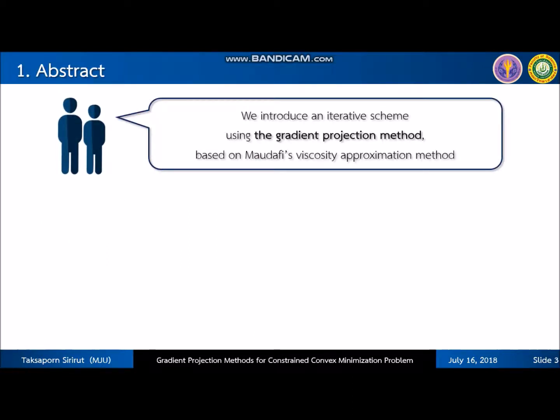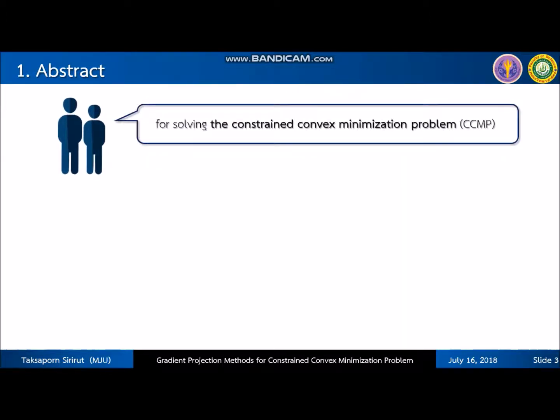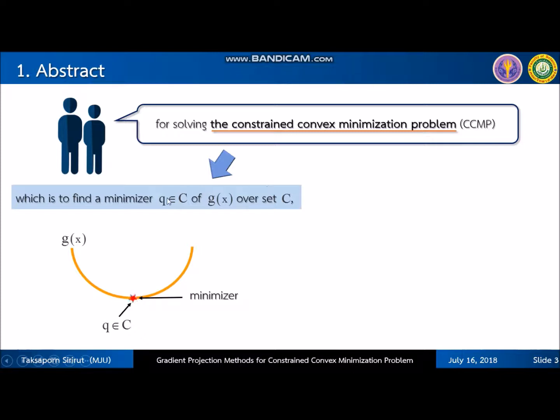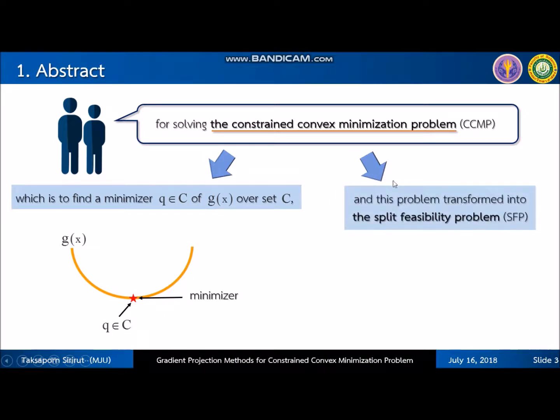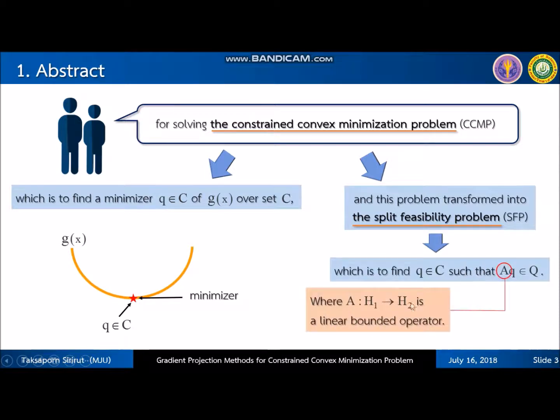First, let's start with the abstract. In this paper, we introduce an iterative scheme using the gradient projection methods based on Moudafi's viscosity approximation methods for solving the constraint convex minimization problem. We use CCMP, and the CCMP is to find a minimizer q in C of function g over C. This problem is transformed into the split feasibility problem. We use SFP, and SFP is to find q in C such that Aq is in Q, where A is a linear bounded operator on a setting in the Hilbert space.